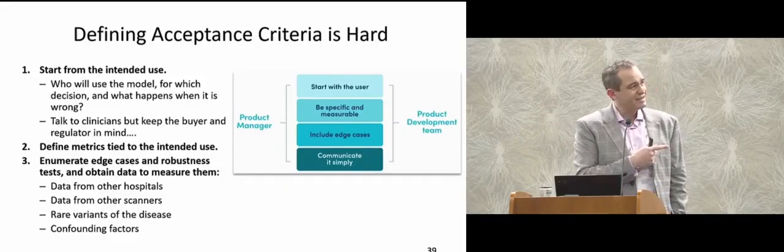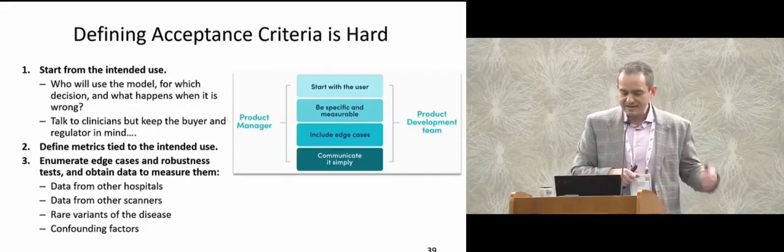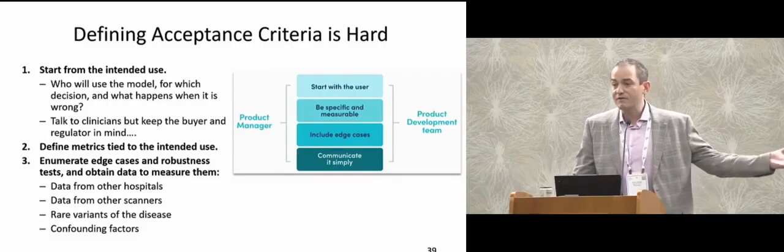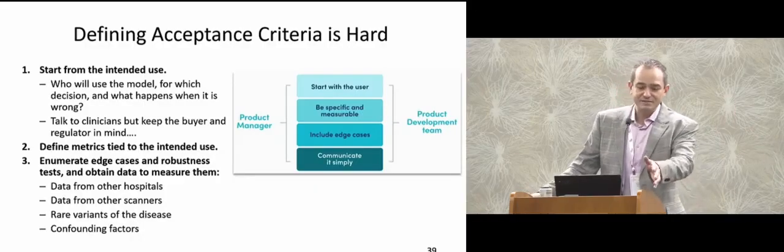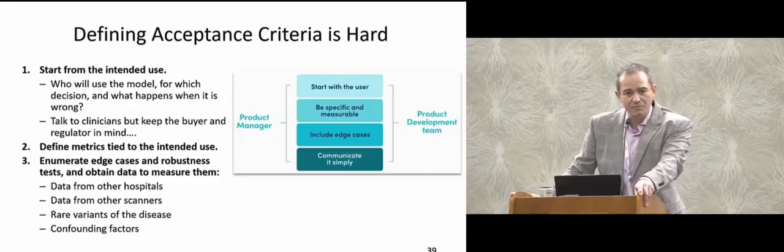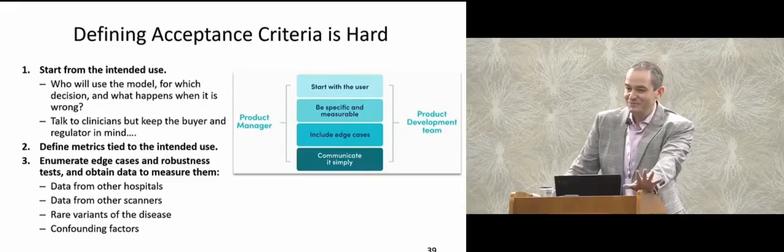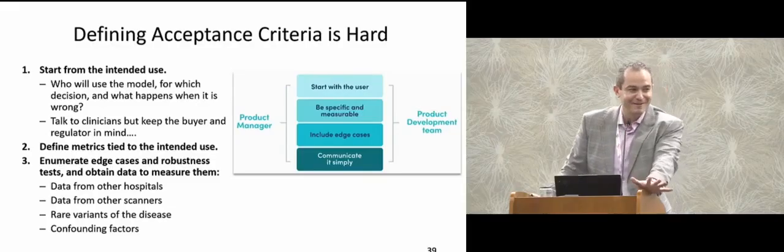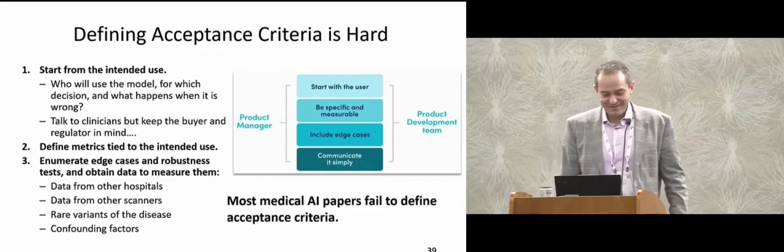Then you got to get all this data that you may have trouble getting. Fortunately for this competition, you actually got a lot of it. But you got to get data from other hospitals, data from other scanners. What about rare variants of the disease? One of the things they asked us for our Paige prostate system was, how well does it work on foamy prostate cancer? And what I was told by our pathologist was, I know what it is, but I've never seen it. It's really, really rare. So you can't expect to do everything, right? But the FDA may think so.